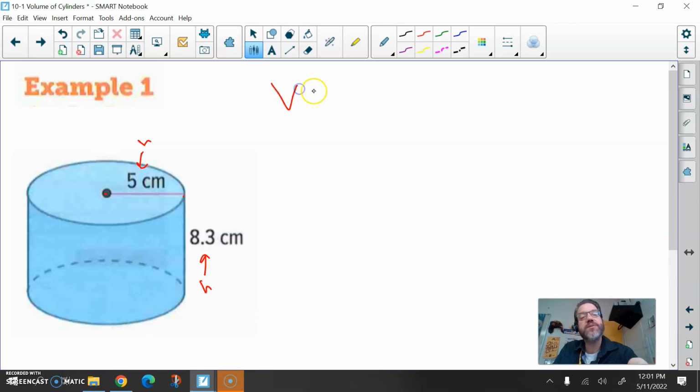So my first step is always the same. Write down the formula. Volume equals pi r squared h. All right, I'm going to find the volume here in terms of pi. So I don't need to put anything in for pi. I'm just going to leave it as pi. Times, all right, what's r? Well, we know that's 5 centimeters. So it's times 5 squared, and then times h, which we see here is 8.3.